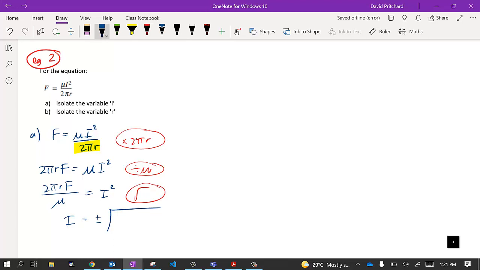Remember that plus or minus is important. 2 pi r f on mu. Alright, so happy days.